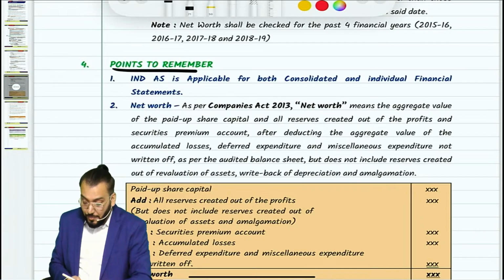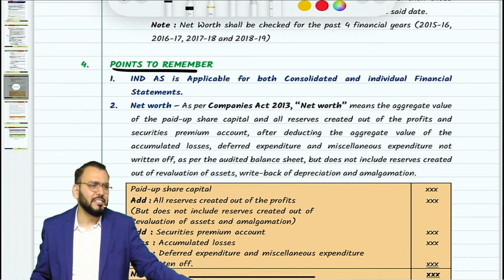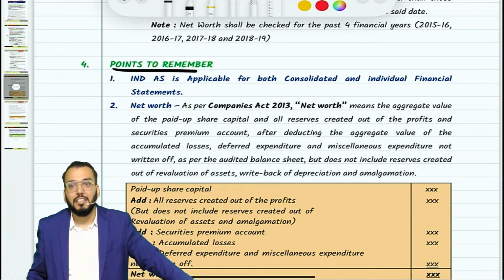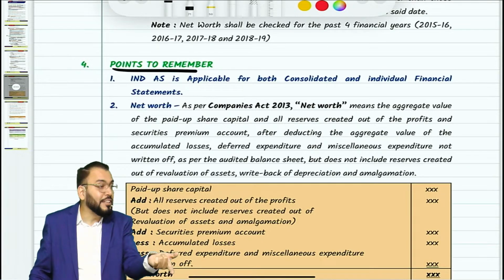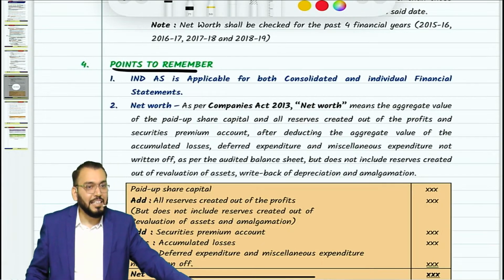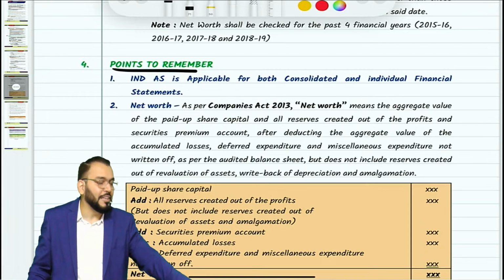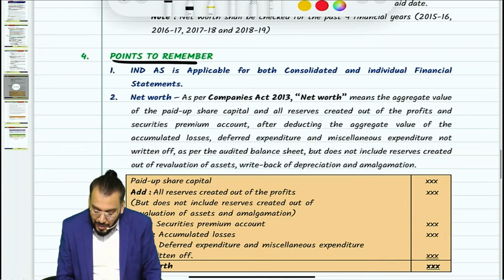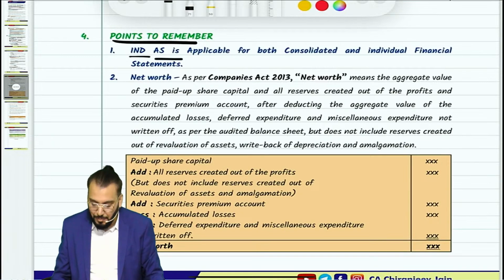Now points to understand. One doubt will come, sir, whether Ind AS will be applicable to consolidated financial statement or standalone financial statement. Standalone financial statement under Ind AS is also known as individual financial statement. Consolidated financial statement we prepare for group companies, and individual financial statement normally we prepare for those entities which do not have subsidiaries, associate and joint venture. So Ind AS is applicable for both consolidated and individual financial statement.